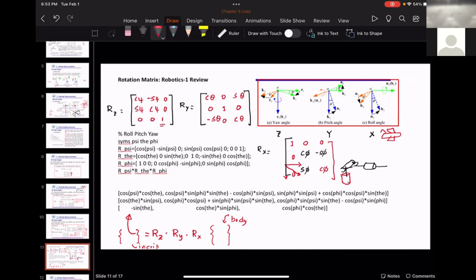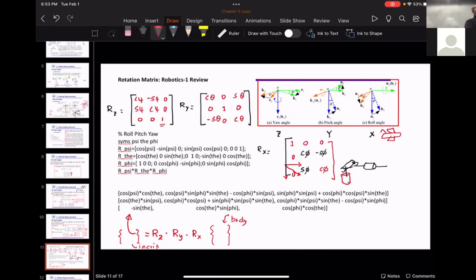You have 3 rotation matrices. The first rotation is about the z-axis. The second rotation is about the y-axis. And the third rotation is about the x-axis. So you have Rz multiplied by Ry multiplied by Rx, and that gives you this big direction cosine matrix that is a 3 by 3 matrix that is shown over here.